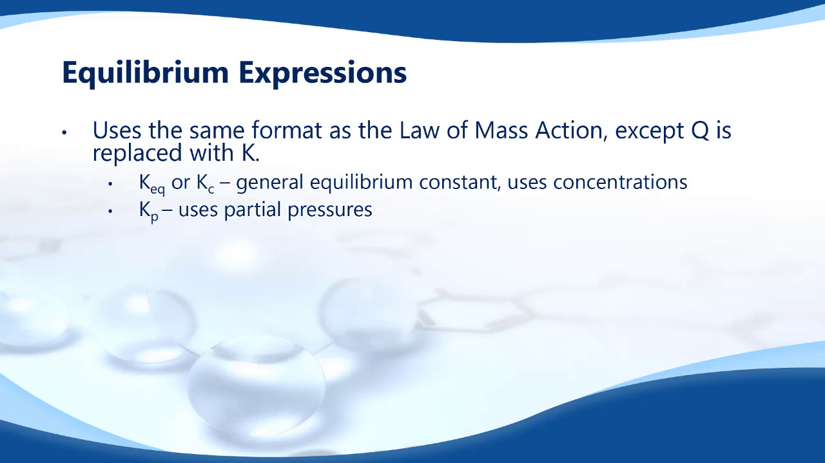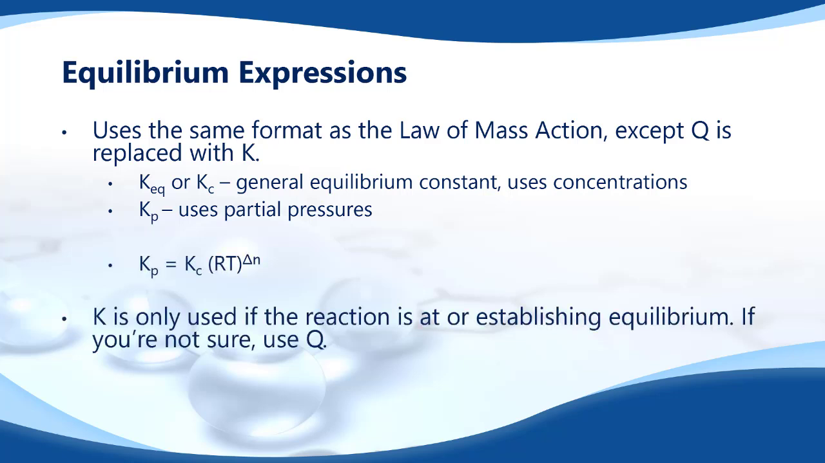All right, so if you are at equilibrium, or I'm going to have this as my next point, so I may as well just bring it up now. If you are at equilibrium, or if you are establishing an equilibrium, use K. If you're not sure whether you're at equilibrium at that point in time, use Q. Right, so Q is whenever the reaction's occurring. K is only for equilibrium, nothing else.